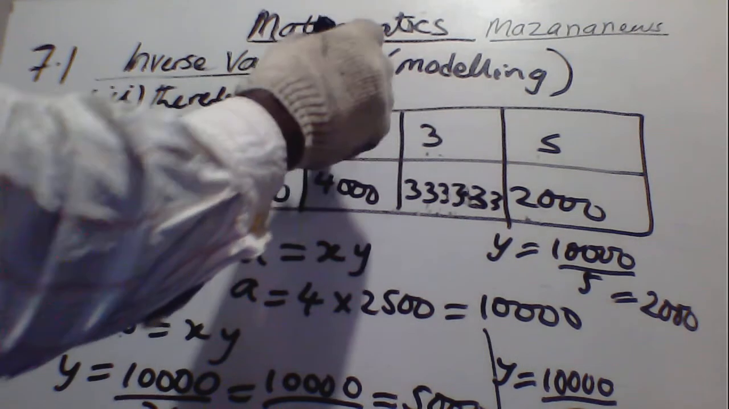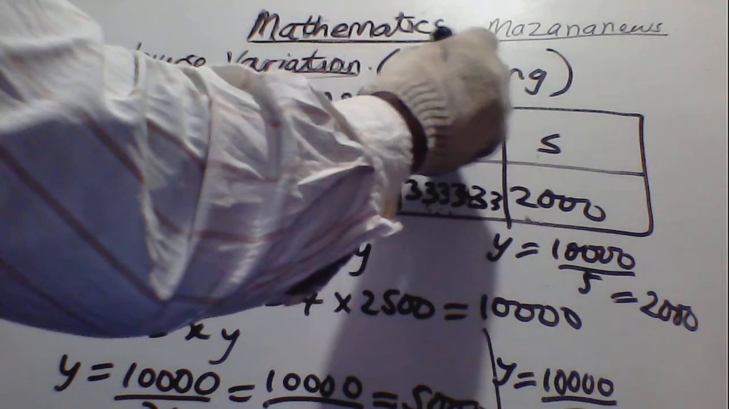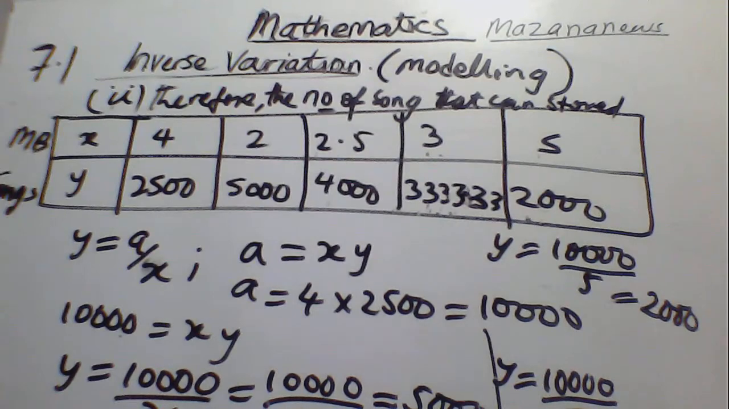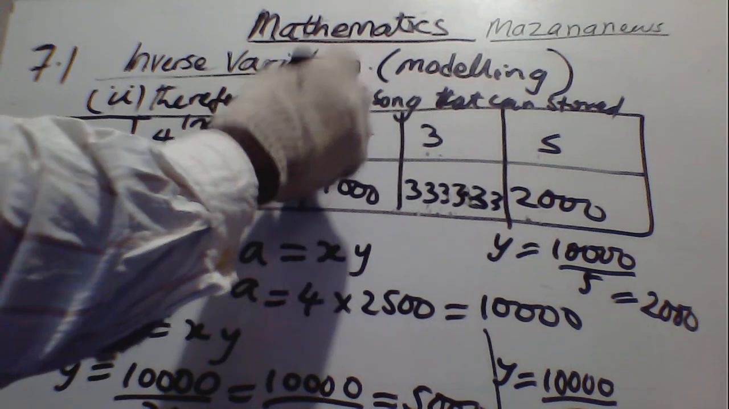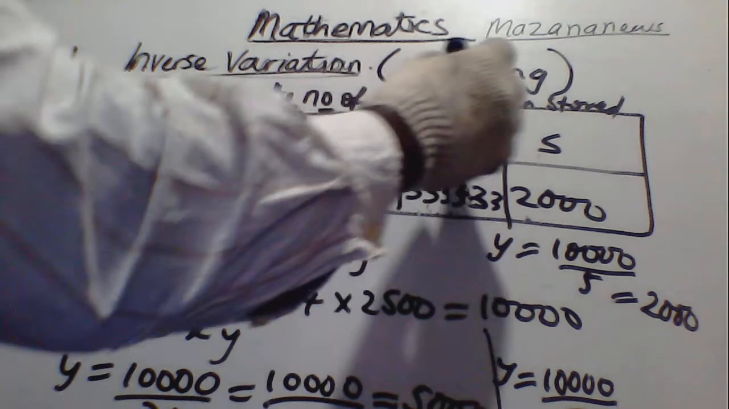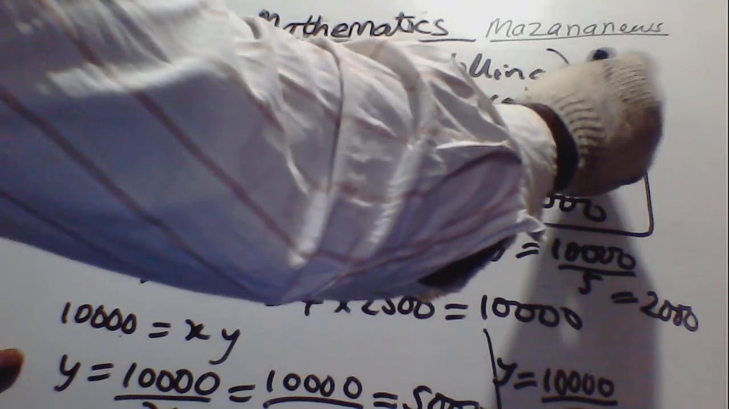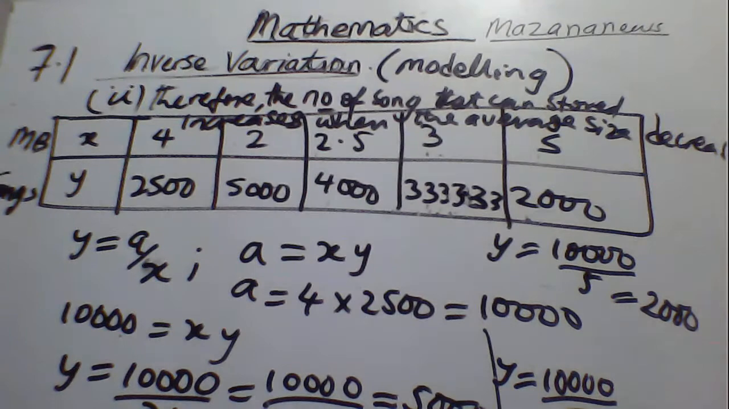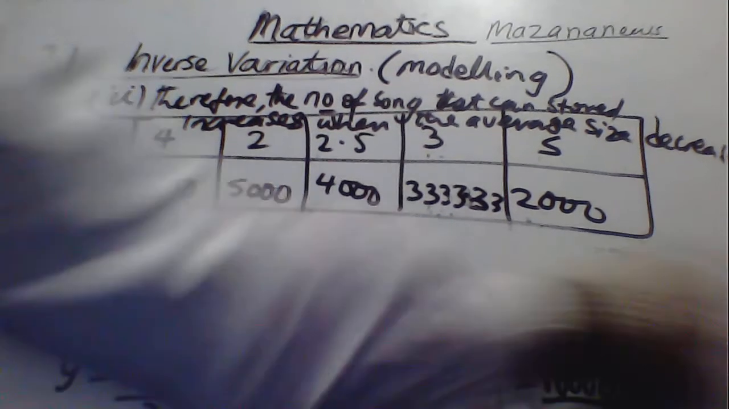So therefore, the number of songs that can be stored increases when the average size decreases. Do you understand it? I can write it here for clarification, because it's an inverse.